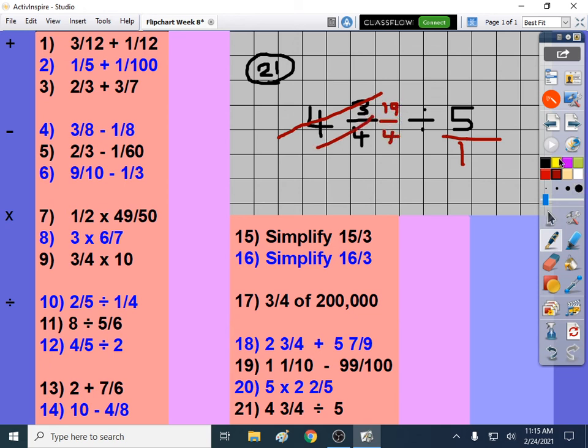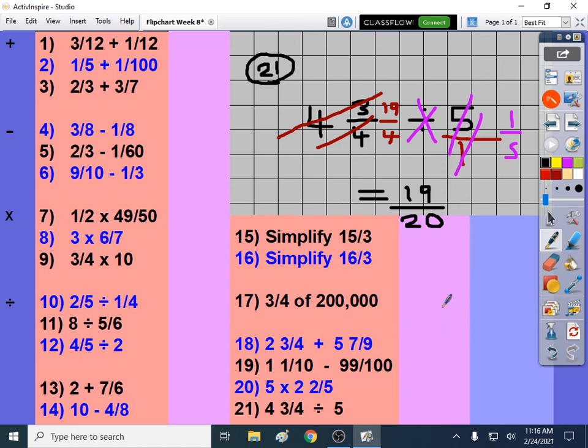I'm not sure this is the easiest way of doing it. 19, oh yeah, we do KCF, keep, change and flip. It's getting a bit messy, but it is 19 times 1 is 19. And 4 times 5 is 20. Oh, that's nice. 19/20ths. That's almost a whole one, isn't it? Almost a whole one. That's quite a big fraction because it's very near one whole. That's question 21 done.